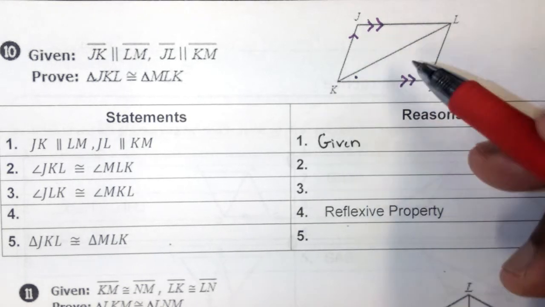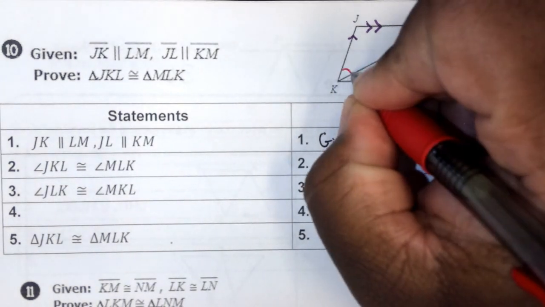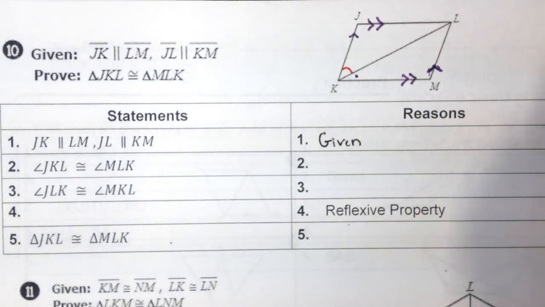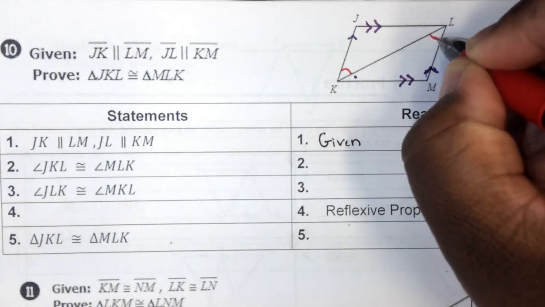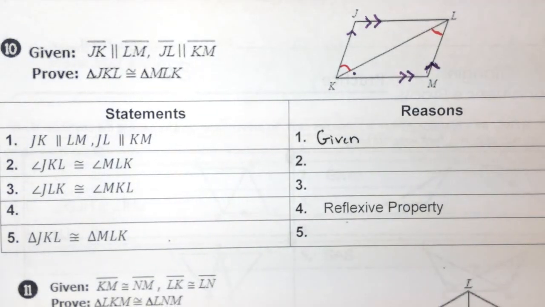Angle JKL. You should have marked this angle right here. Angle MLK. You should have marked this angle right here. Once you mark your angles correctly, it shows you what you need to know. And you don't even have to look at the reference sheet if you don't want to. You should know why those 2 angles are congruent, especially if they call these lines parallel. If these lines are parallel, why are those 2 angles that we just marked congruent?